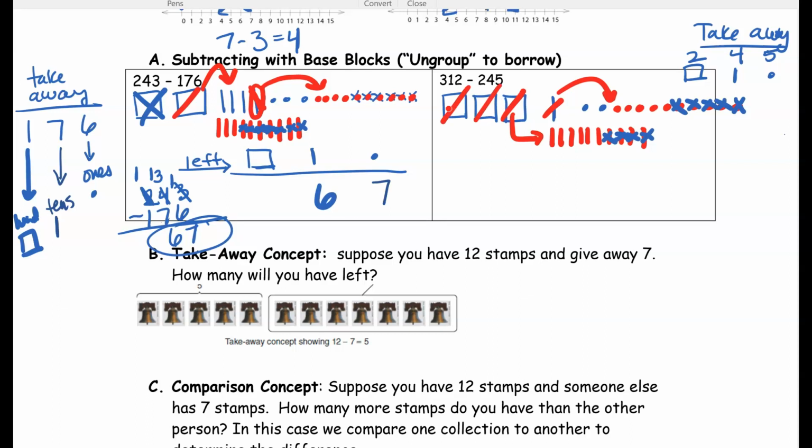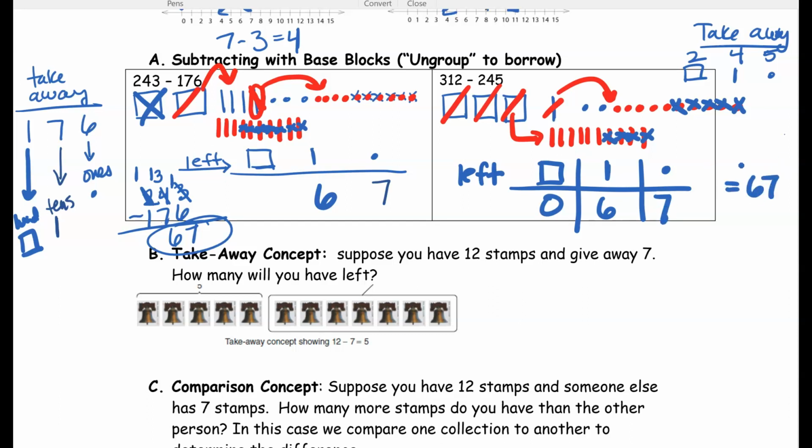And then I'm going to ask myself, well, what is left over? Left over, I don't have any hundreds, so I don't have any. If you want, you could put a 0 there. I've got 1, 2, 3, 4, 5, 6 longs, and then 1, 2, 3, 4, 5, 6, 7 units. So my answer is 67. I just happen to get the same answer as I did for the first one.